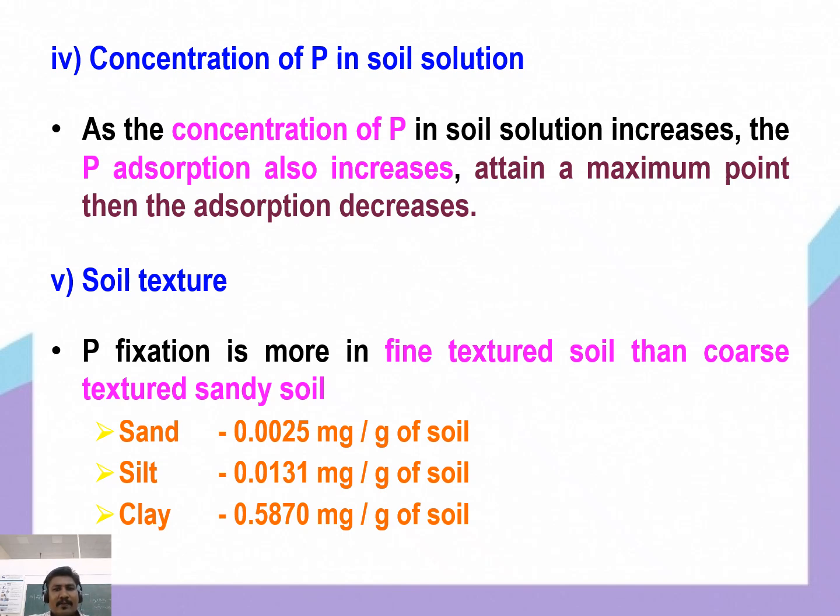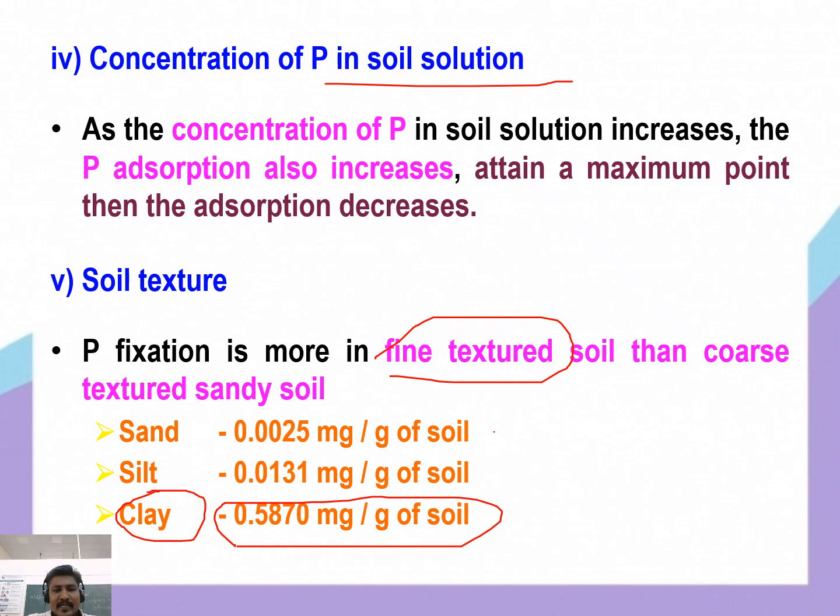Next, concentration of phosphorus in soil solution. Depending on the concentration, if there is more phosphorus in the soil solution, there is more availability of phosphorus, and with less phosphorus in the soil solution, less availability. It is based on how much is present in the soil solution. Next, soil texture. Fine texture soil, that is clay, can fix more phosphorus when compared to sand and silt. Sand is a coarse texture, silt is medium texture. So fine texture will adsorb more phosphorus than coarse texture.